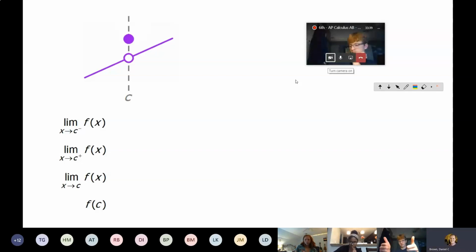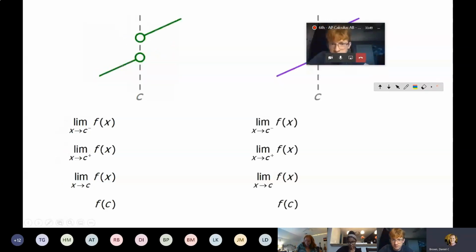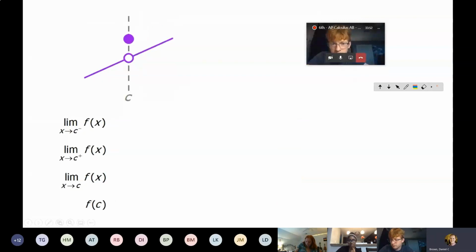So the limit as x approaches c from the left, would that exist, yes or no? Yes, so it's coming in from the left-hand side. So it does exist. The limit as x approaches c from the right-hand side, would it exist? Yes. Would the limit overall exist? Yes. If you were asked to explain how you know the limit overall exists, what would you say?